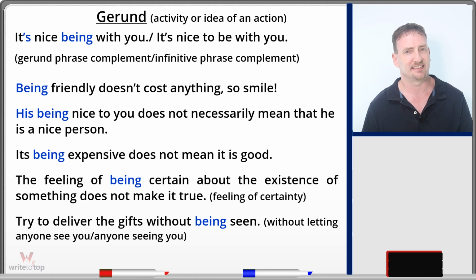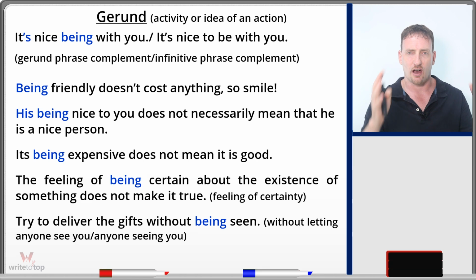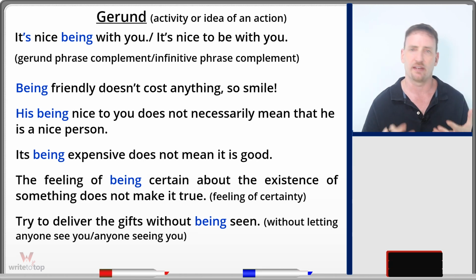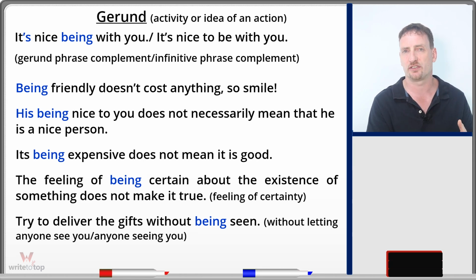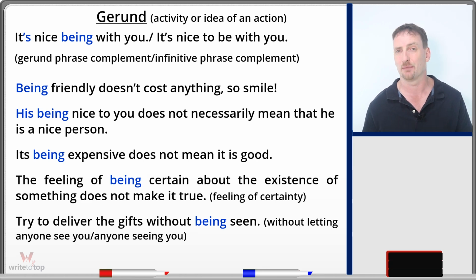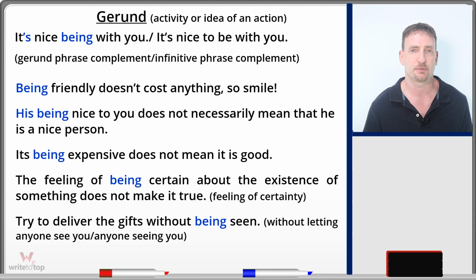Now, the next examples, these are the ones that mostly confuse people. Remember, you can use a possessive adjective with a gerund to talk about a general idea of an action or a general behavior or activity that belongs to somebody or that is connected to somebody or something. His being nice to you does not necessarily mean that he is a nice person.